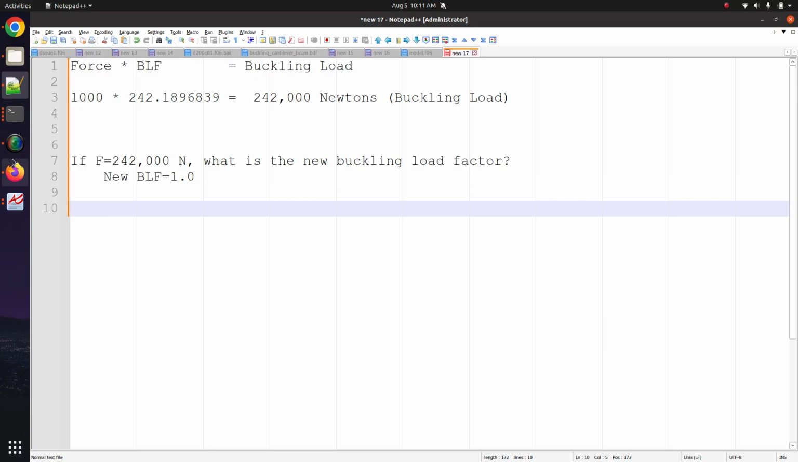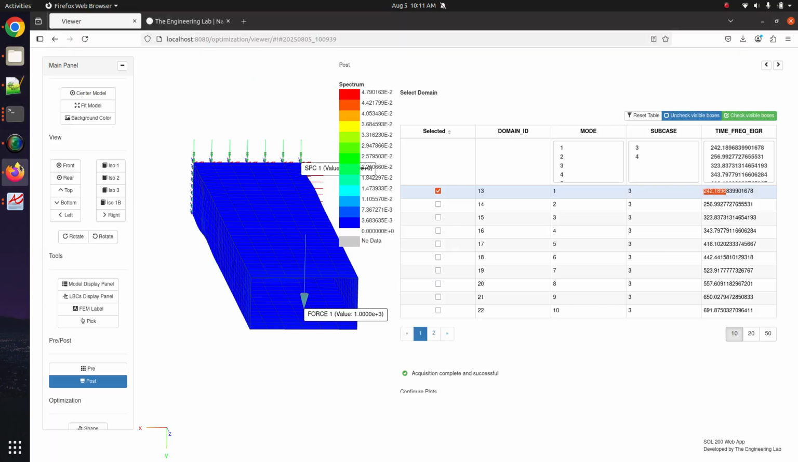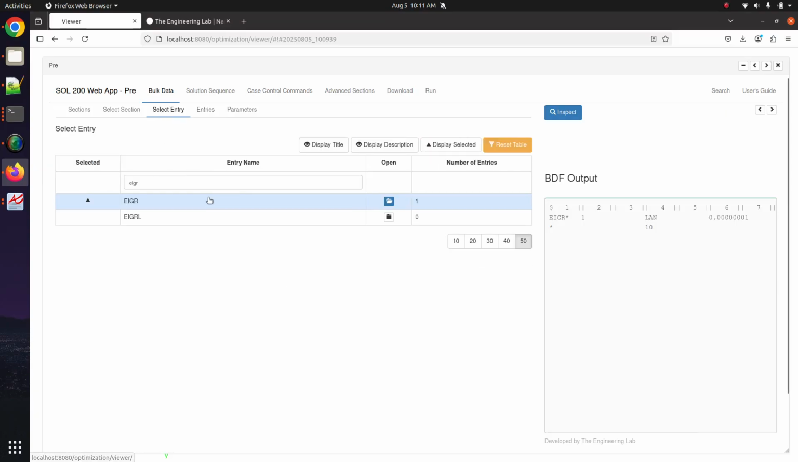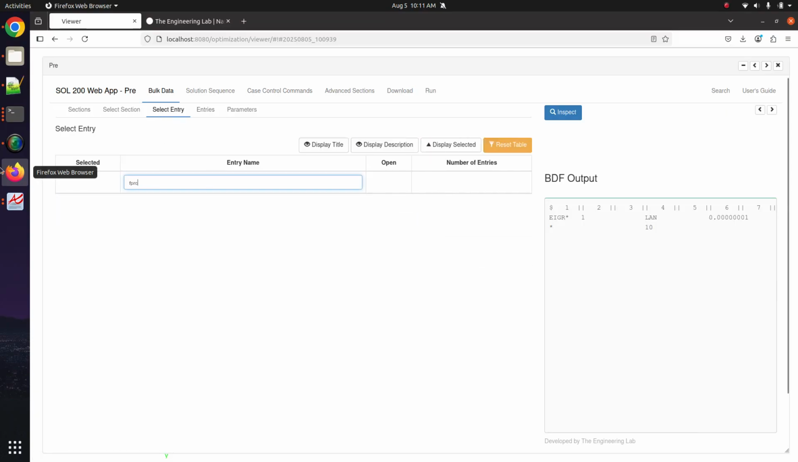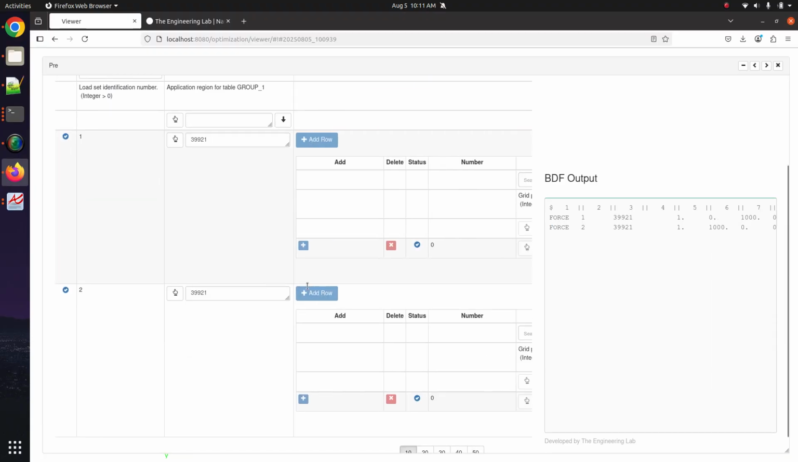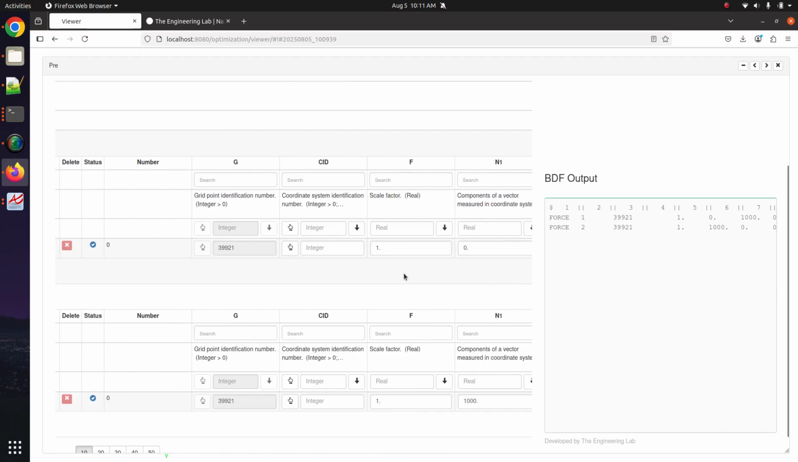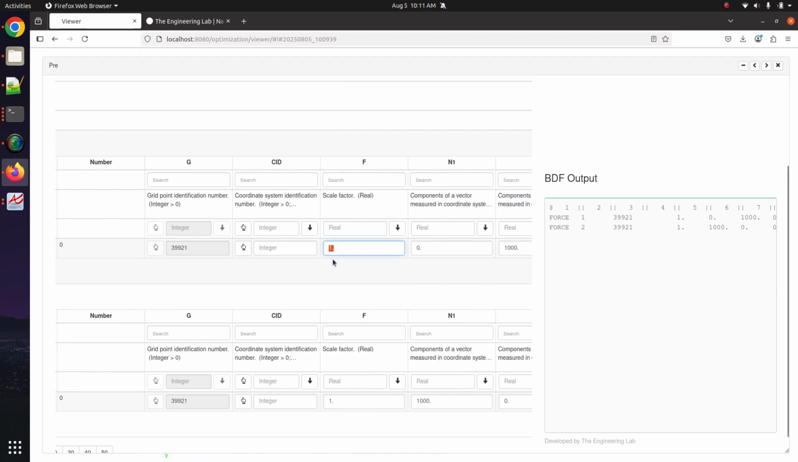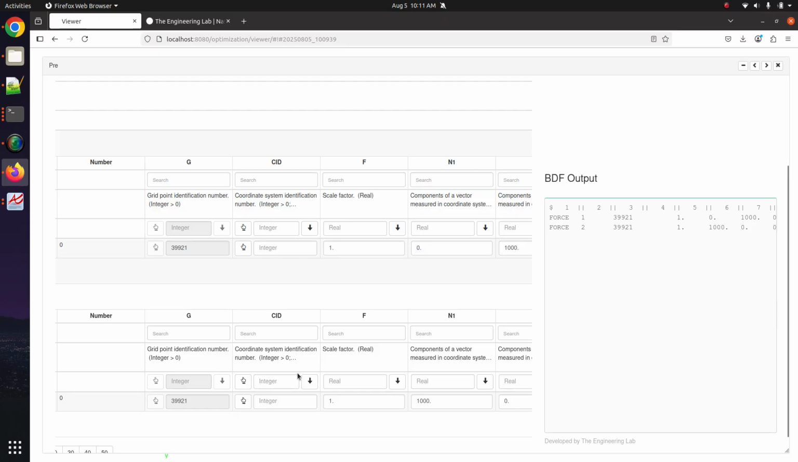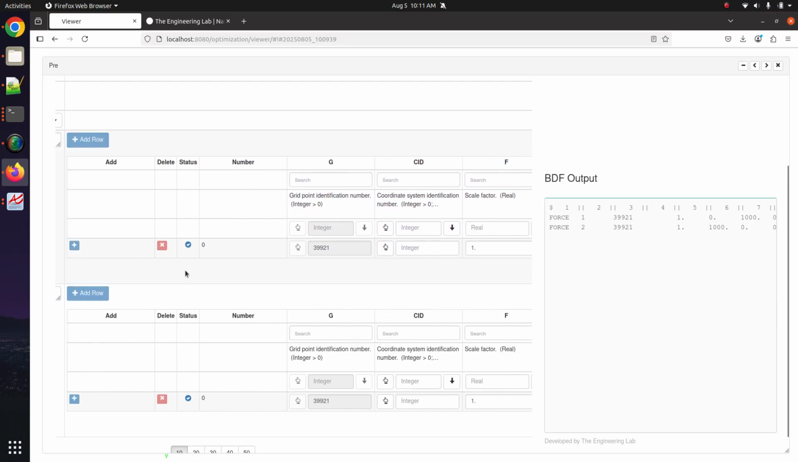So there are a few ways to do this. You can go to the pre web app. You can modify the actual force entry. So if you go to force, and then you go here, you can make that one 242. Right, so you could take that 242 and place it there. Or you could do the following.